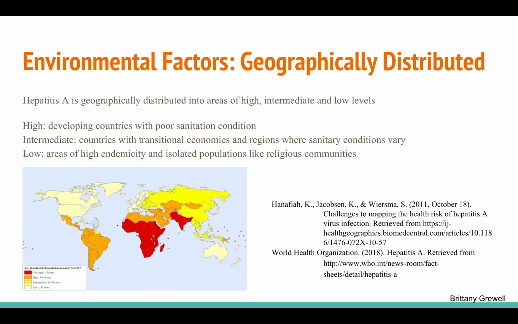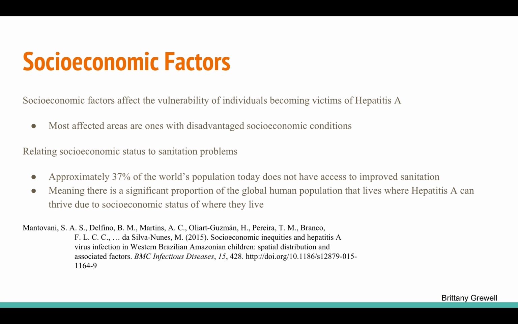Hepatitis A is geographically distributed into areas of high, intermediate, and low levels. An example of high would be developing countries with poor sanitation conditions. Intermediate would be countries with transitional economies and regions where sanitary conditions vary. Low would be areas of high endemicity and isolated populations like religious communities. The picture displayed explains which level each country is at. As you can see, America is low, so when American travelers go abroad, they are very at risk.